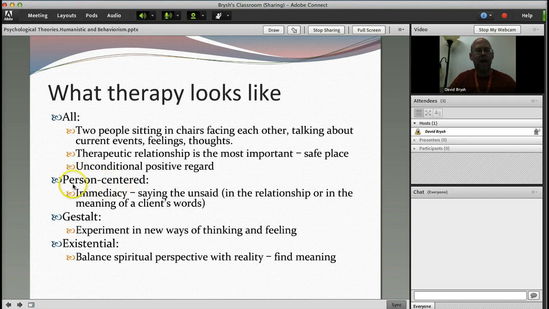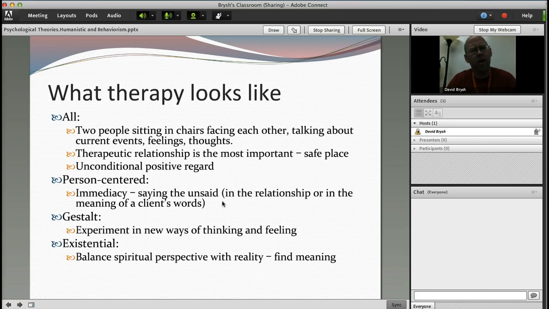Person-centered is slightly different because they talk about immediacy a lot. It's a therapeutic term, so psychologists know this, counselors know this term, and it's calling out what's unsaid. So, pretend you're the psychologist, right? And you're seeing me as a client, right? And I'm talking like this the whole time, and I won't look at you in the face when I'm talking to you. Then I might, as a therapeutic tool, use immediacy.